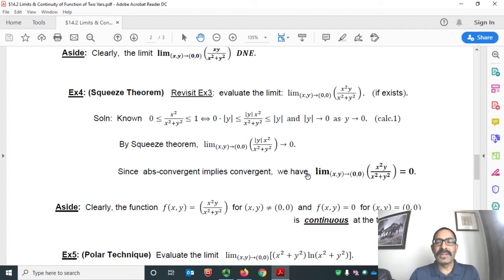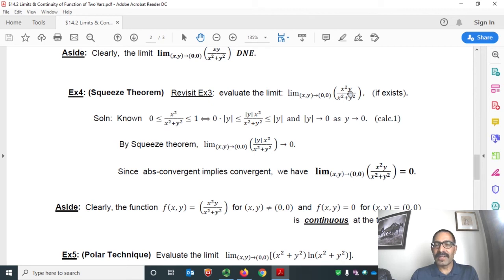Example 4. Let's revisit example 3 again using the squeeze theorem. Evaluate the limit of x square y over x square plus y square as (x,y) approaches the origin. So let's try to find the bounds of this function, meaning a function smaller than this function and a function bigger than this function. Let's start with this known fact. Since x square is positive and y square is positive, x square over x square plus y square is less than or equal to 1 and greater than or equal to 0.